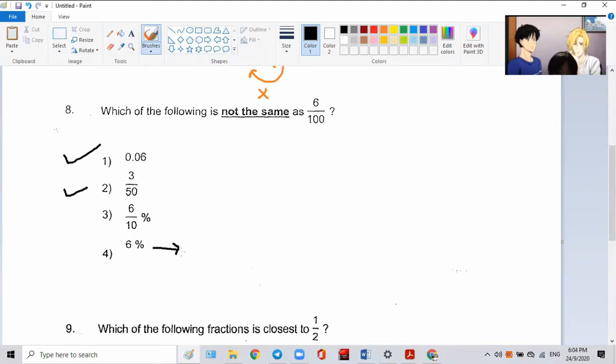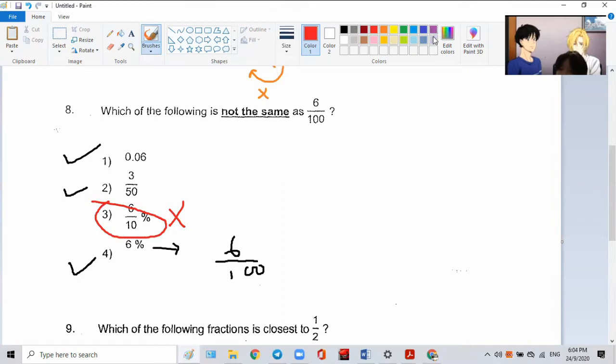You know what 6% is like? It's getting 6 marks out of how many marks? 100, right? When you got 6% for your exam, it means you scored 6 out of 100, no? Understand? So is it the same? Yes. Then which is not the same? Leave this one, no need to bother about this. This is wrong, okay?